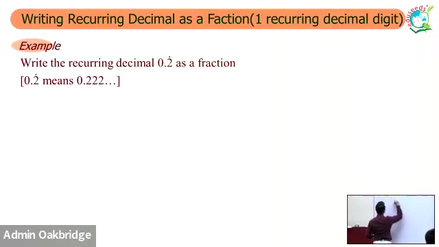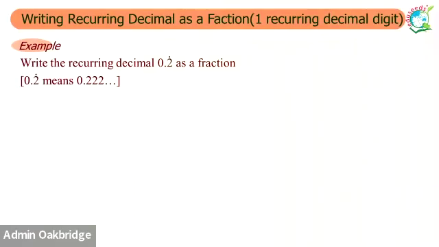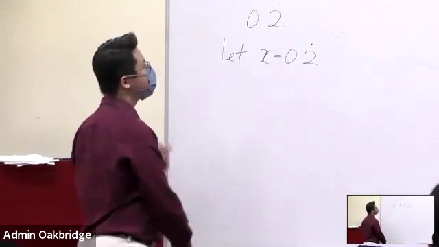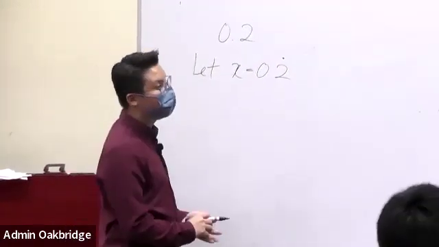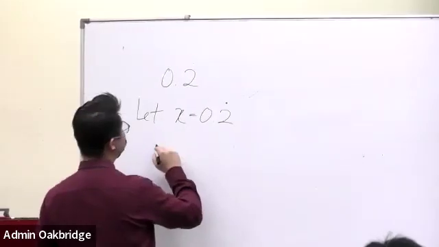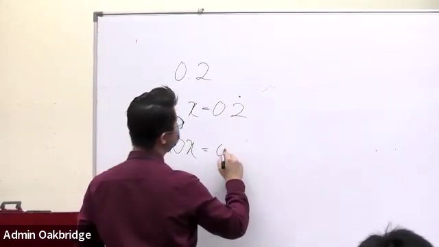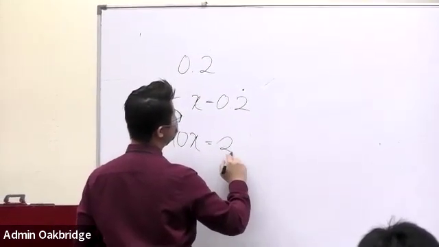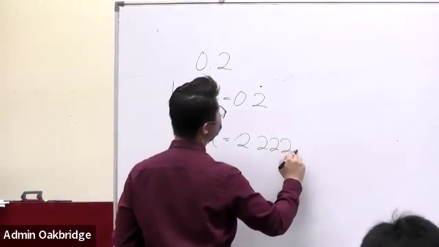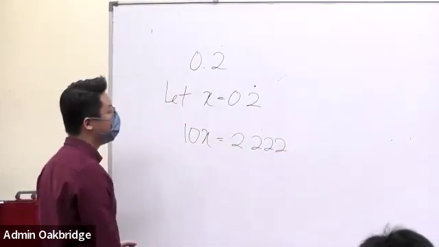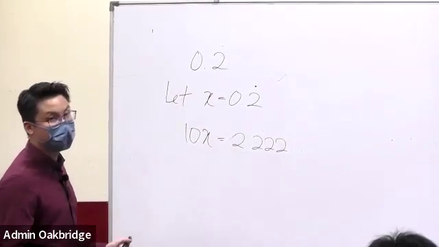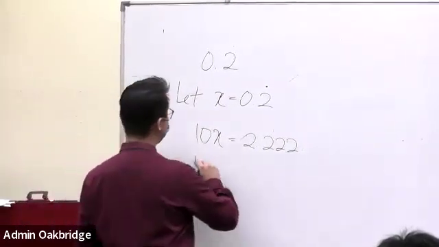So we have 0.2 dot. We always let x equals 0.2 dot like this. As I said, this is one recurring decimal digit. You should times it with 10, 10 for both sides. And this is converted to 2.222 and so on, right? And then what we do next is we minus x for both sides.